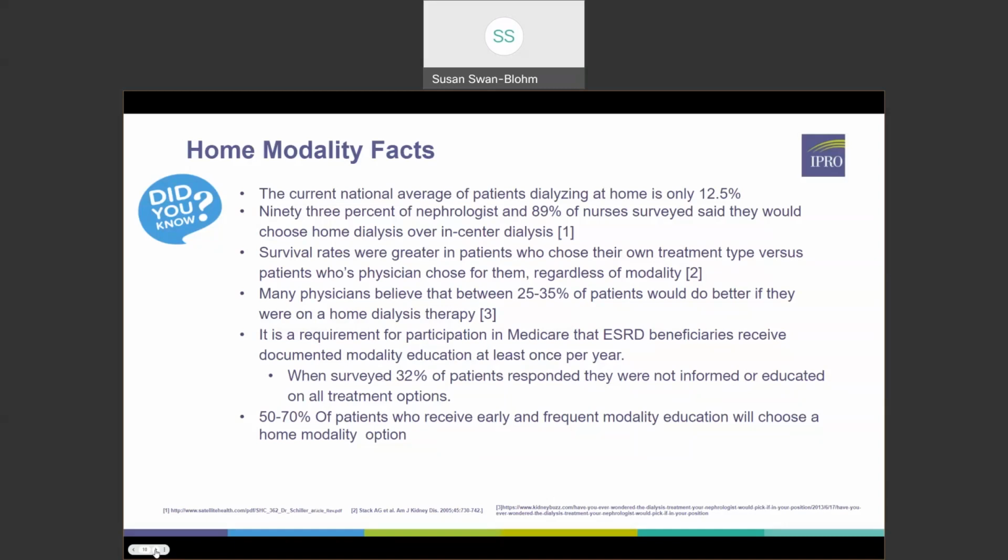therapy. It is a requirement for participation in Medicare that ESRD beneficiaries receive documented modality education at least once per year. When surveyed, 32% of patients responded and said they were not informed or educated on all treatment options. Of patients who received early and frequent modality education, 50 to 70% will choose a home modality. Patients who participate in the selection of a treatment option that best fits their needs have a higher quality of life and improved survival rates.